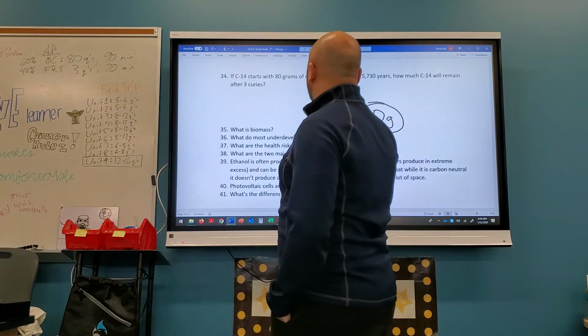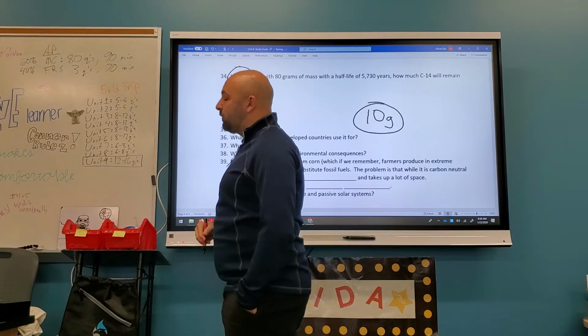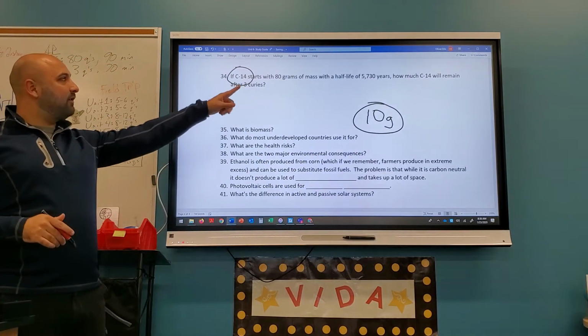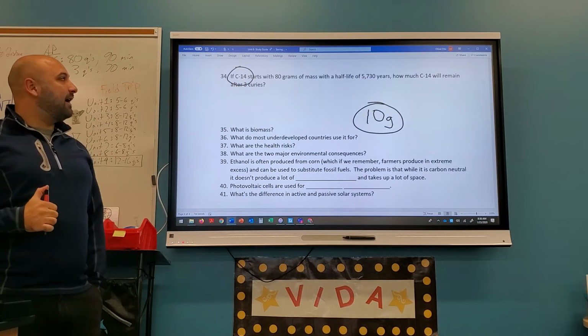Okay, now carbon-14 is a really important radioactive element. It decays into nitrogen-14, so we use it to tell how old human fossils are, because it's got a nice little sweet spot there with 5,730 years on its half-life.